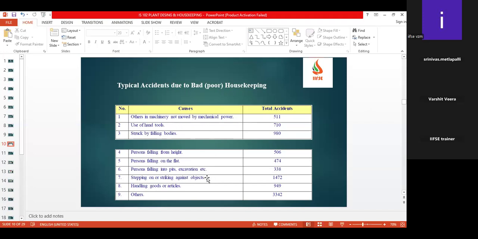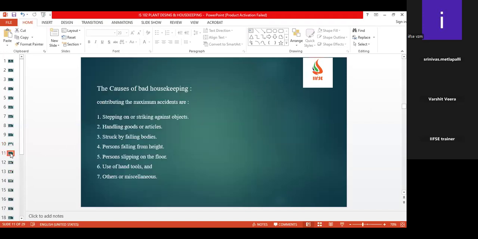So these are the various causes, or these are the reasons that happen because of bad housekeeping. Some of the causes of bad housekeeping contributing the maximum accidents are stepping and striking against objects, handling tools and articles, struck by falling bodies, persons falling from height or on the same floor, use of hand tools, or any other miscellaneous.